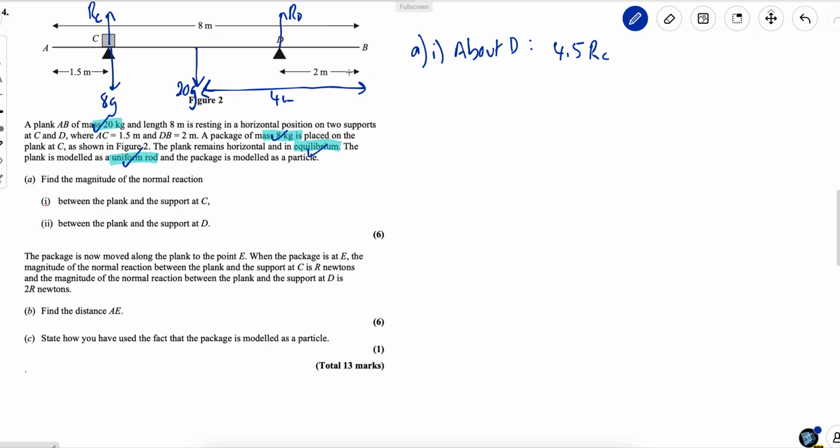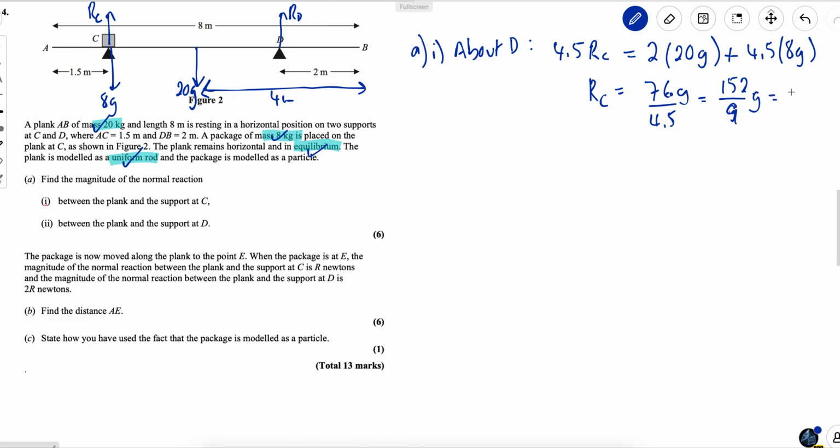And in the anti-clockwise direction I have two forces. This is 2, so this distance is 2 times 20G plus, and the same distance as before, 4.5, 8G. So that means that RC now is equal to all of this, which is 76G over 4.5, which can be left in exact form as 152 over 9 G, or 166 newtons.